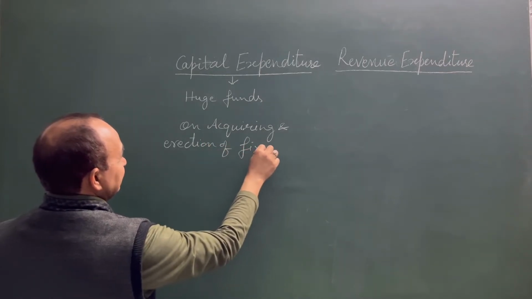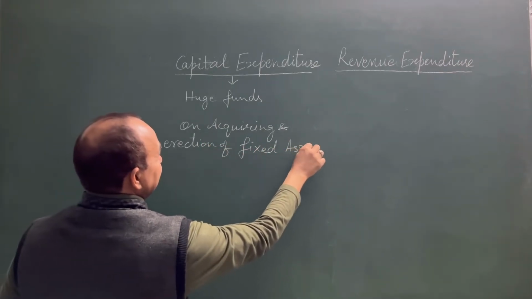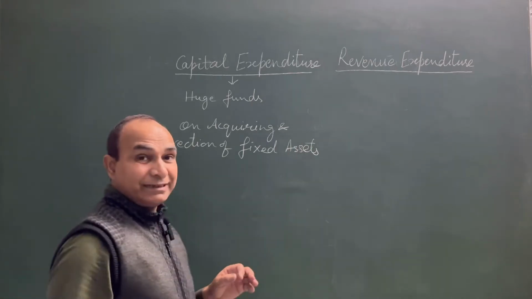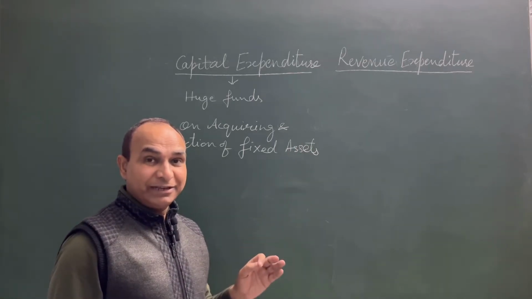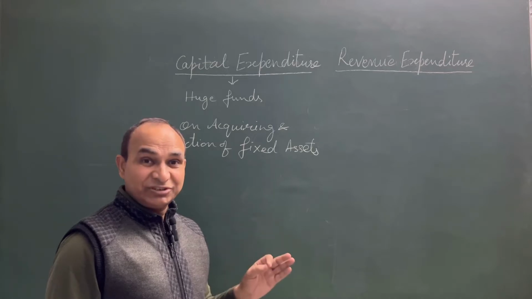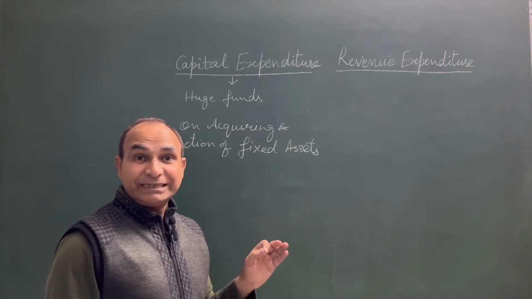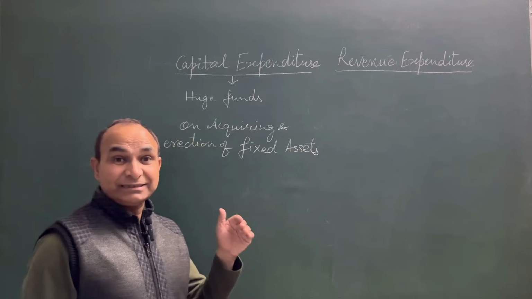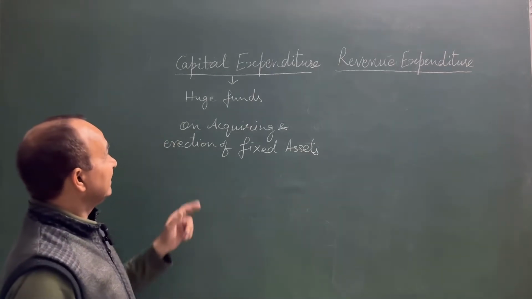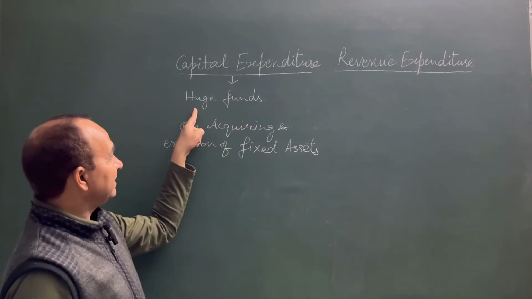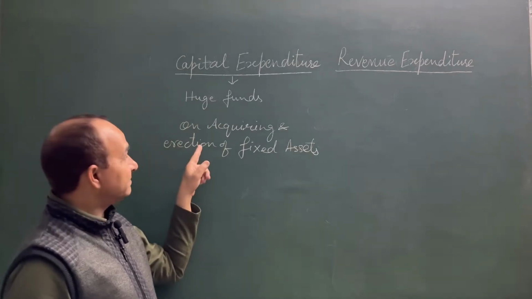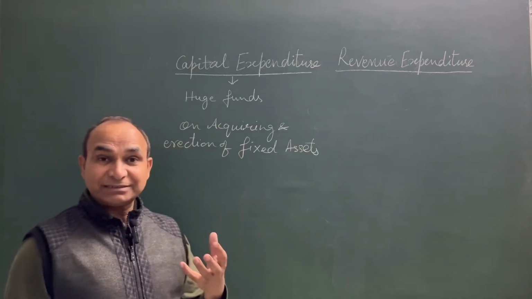See, students, fixed assets are the long-term assets like furniture, building, land, machinery, equipments, and vehicles. These are the fixed assets. These are the long-term assets of the business. So capital expenditure involves huge funds and the amount is spent on acquiring and erection of fixed assets.